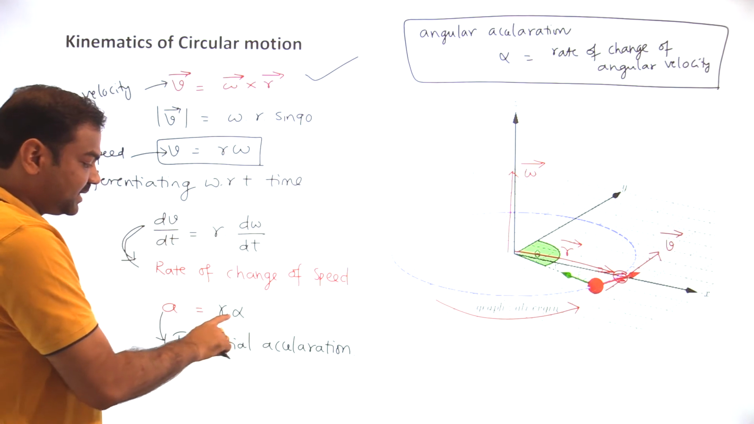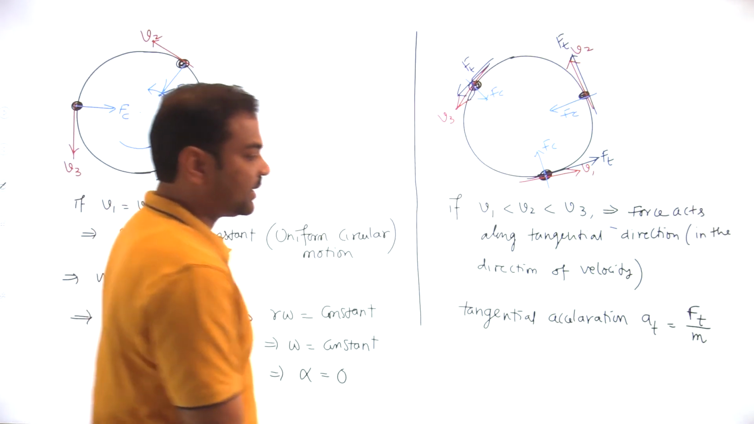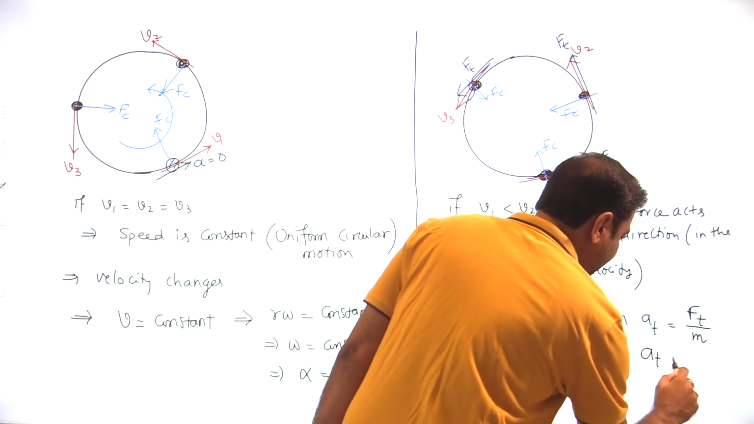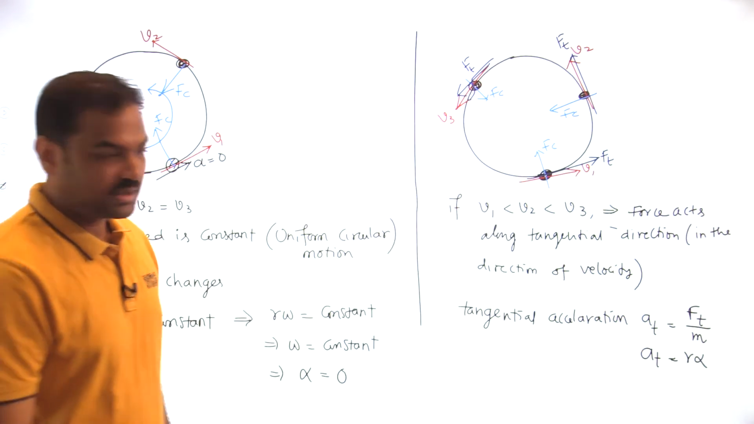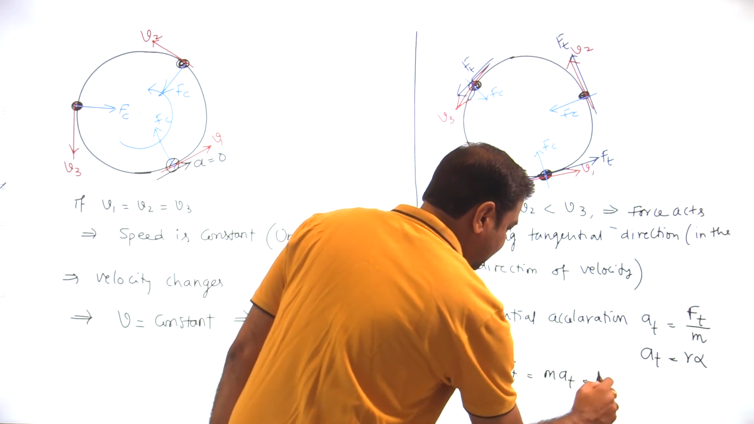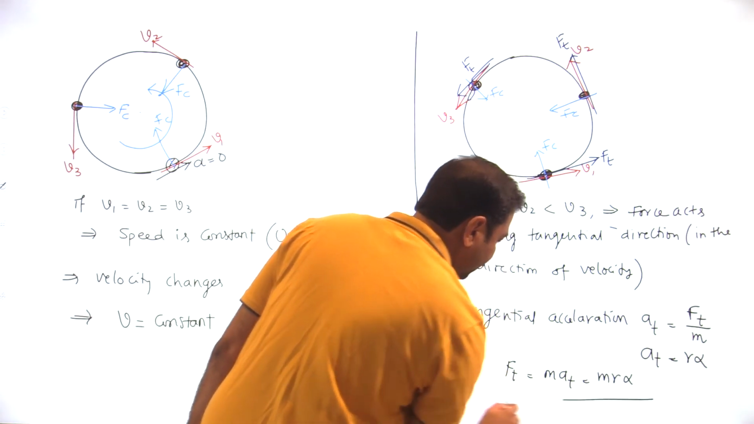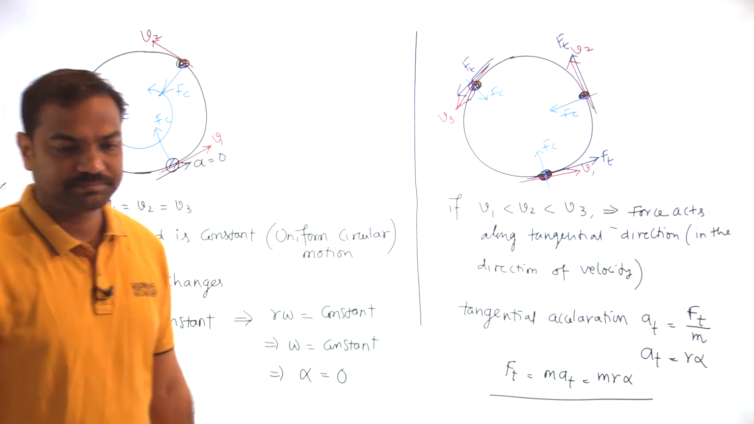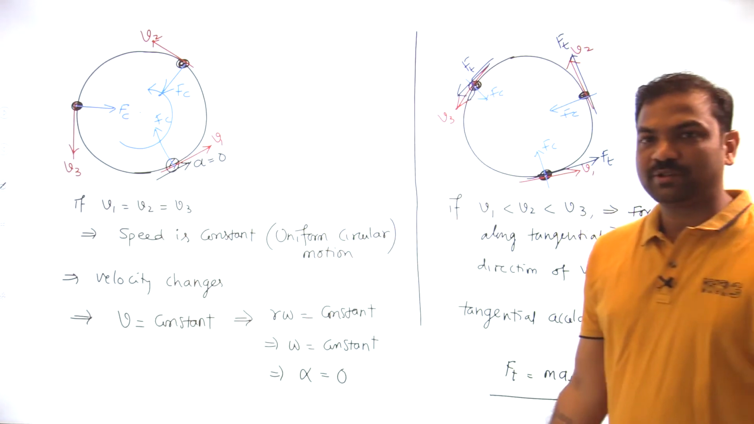That tangential acceleration is equal to how much? R alpha. Understood? This tangential acceleration is R alpha. Then what is the tangential force? I can write the tangential force as m into tangential acceleration, which is m r alpha. So here one more discussion is also there.